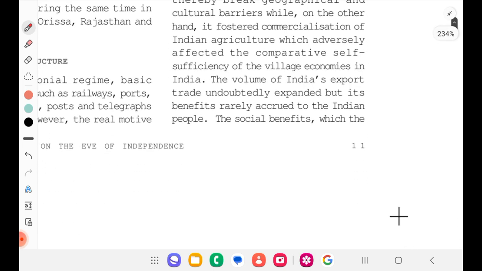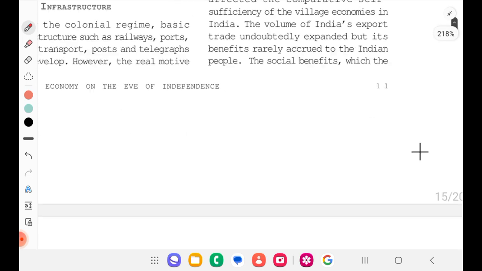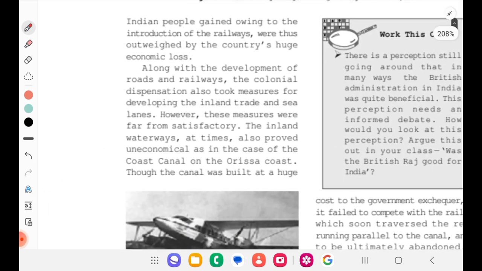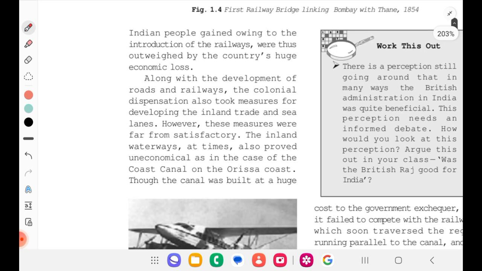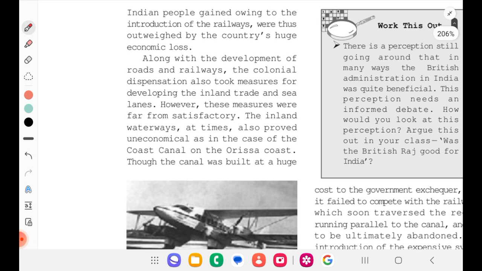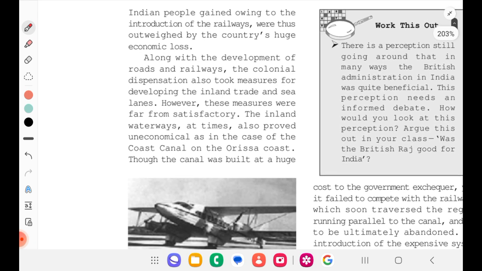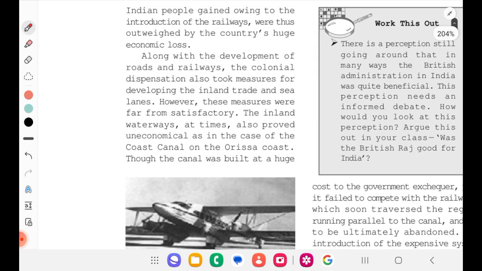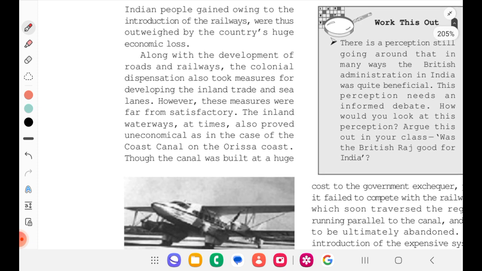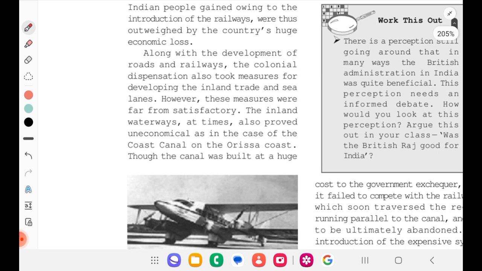The volume of India's export trade undoubtedly expanded, but its benefits rarely accrued to the Indian people. The social benefits which the Indian people gained owing to the introduction of railways were thus outweighed by the country's huge economic loss. Along with the development of roads and railways, the colonial dispensation also took measures for developing the inland trade and sea lanes. However, these measures were far from satisfactory.